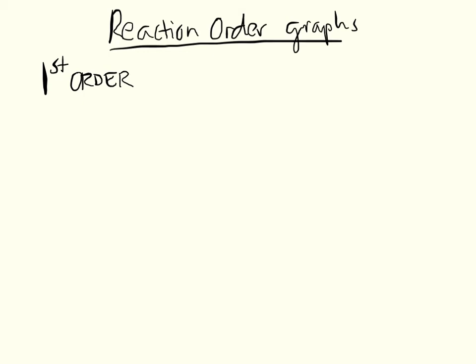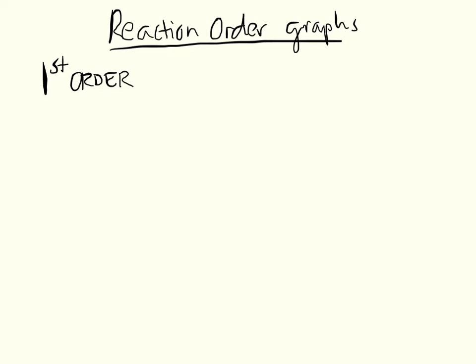So we've learned how to write rate laws and determine the reaction order from a set of experimental data. We also need to be able to determine the overall reaction order from a graph, from a set of data that's been graphed depending on the different plots of the graph. So let's talk about a first order reaction.